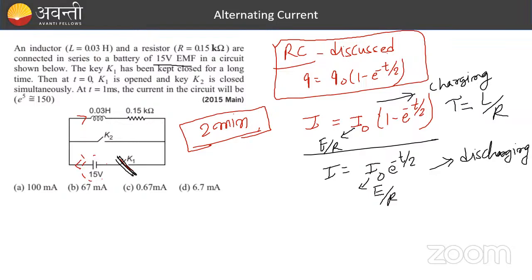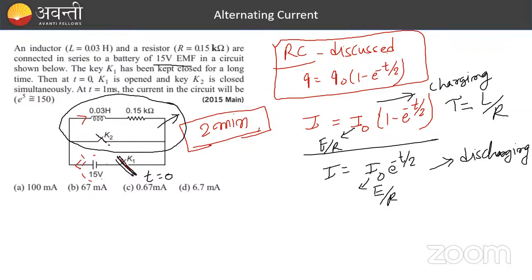Then at t equal to 0, K1 is opened. What we are doing? T equal to 0 पे K1 को open कर दिया. And now what is happening? K2 is closed. Done. So K1 was pressed for long time. It means the inductor is fully charged. And after that, what we are doing? We are closing K2, opening K1. Now this will discharge. Done. क्योंकि then if K1 is open, K2 is closed, circuit will become this.